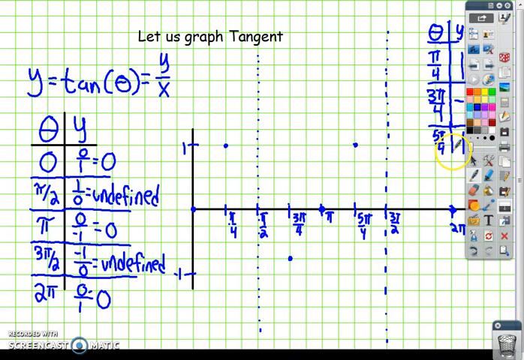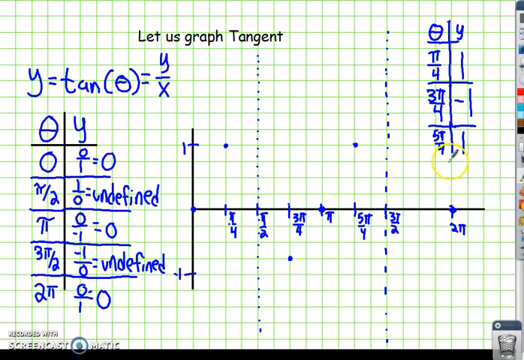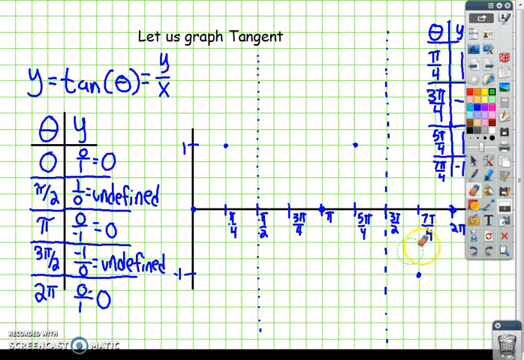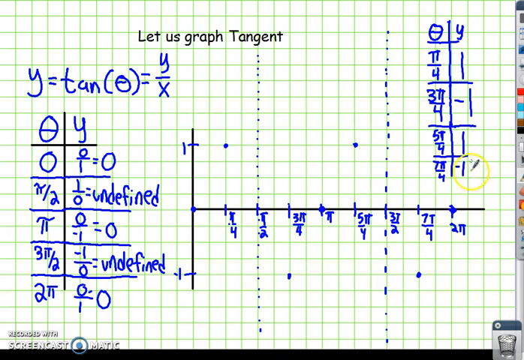If you need one more for yourself, just to be on the safe side if you're a little worried, you go 7 pi over 4, which again is negative 1. 7 pi over 4 is right there, in between 3 pi over 2 and 2 pi. So I go ahead and plot these. Marked it wrong there. Now we connect my dots.